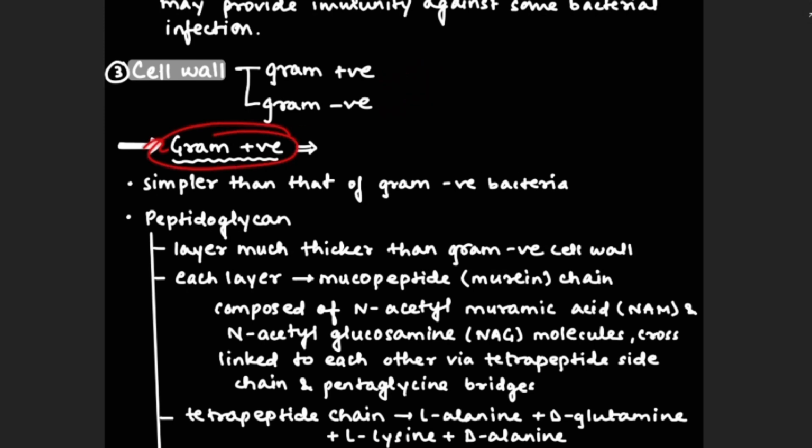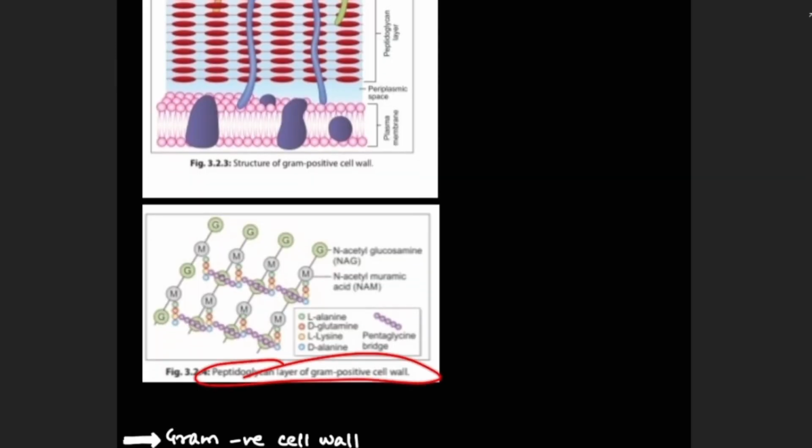In gram positive bacteria, the cell wall is simpler than that of gram negative bacteria. It is made up of peptidoglycan. In this, the layer is much thicker than the gram negative cell wall, and each layer consists of a mucopeptide chain which is composed of N-acetylmuramic acid (NAM) and N-acetylglucosamine (NAG) molecules, which are cross-linked to each other via a tetrapeptide side chain and pentaglycine bridges. In this figure, as you can see, this is the peptidoglycan layer of the gram positive cell wall. These are NAG, this is NAM, and these two molecules are cross-linked by the tetrapeptide bond as well as this pentaglycine bridge.